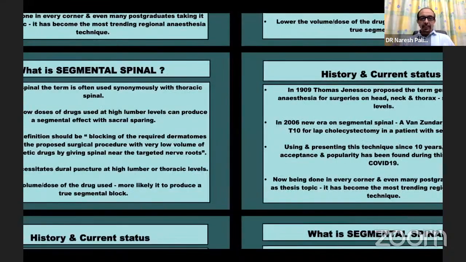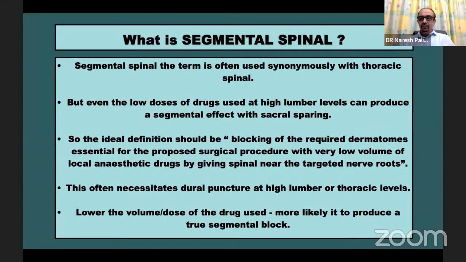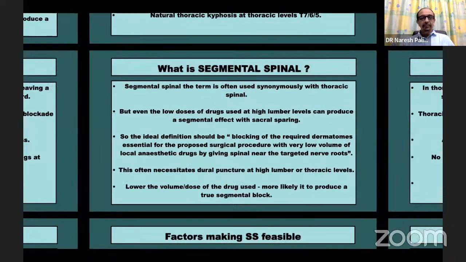Now, what is segmental spinal? Segmental spinal is a term often used synonymously with thoracic spinal, but even low doses of drugs used at high levels can have a segmental effect with sacral sparing. So the ideal definition is blocking of the required dermatomes essential for the proposed surgical procedure with a very low volume of local anesthetic drugs near the targeted nerve roots. This often necessitates dural puncture at the high lumbar or low thoracic or mid-thoracic levels. The lower the volume or dose of the drugs used, the more likely it is to be a true segmental block. Otherwise, it can spread to other segments.